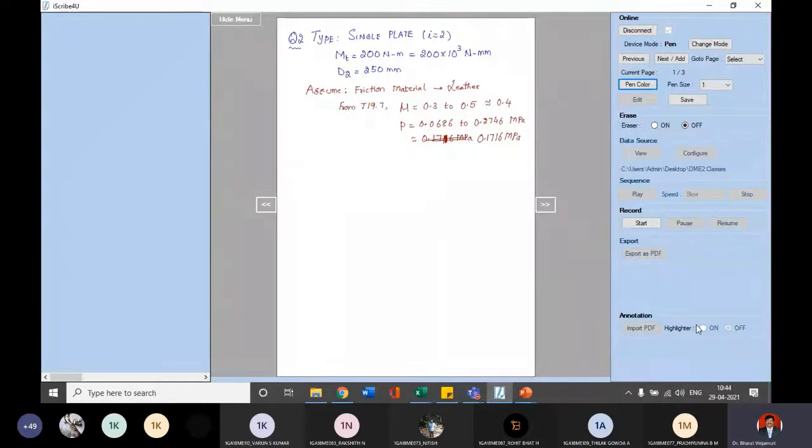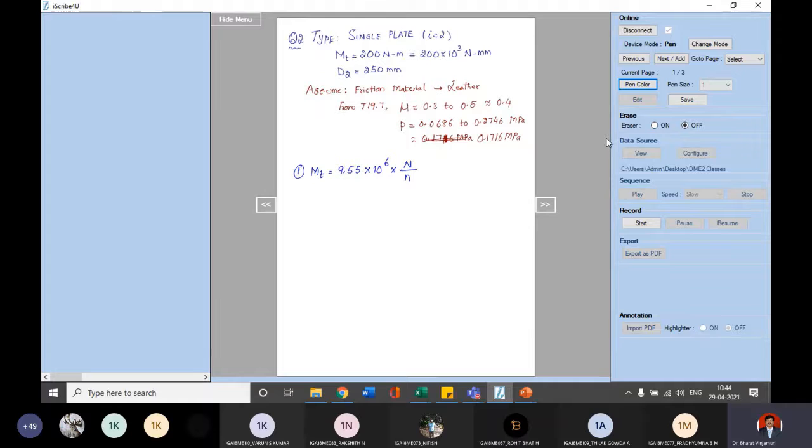So once again, your first step, MT. Design procedure step number 1: MT is equal to 9.55 into 10 power of 6 multiplied by capital N by small n. So how much is this value?